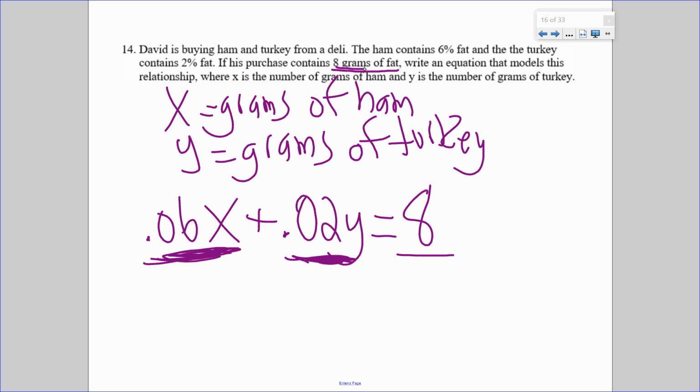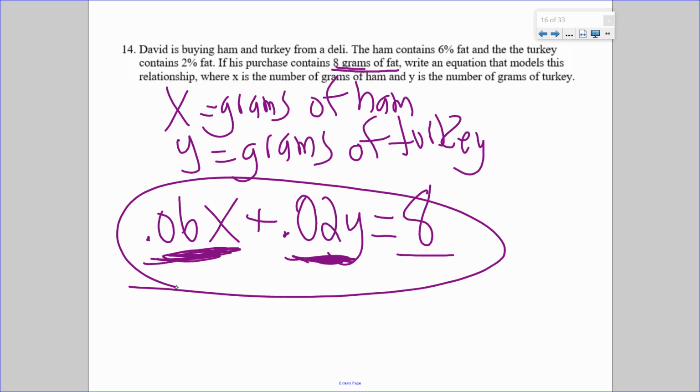Now, it's not asking me to solve this equation. In fact, I can't solve it because it has 2 variables. It just asks me to set it up. And when this has come up on the SAT, it comes up as a multiple choice question. So this is your answer.